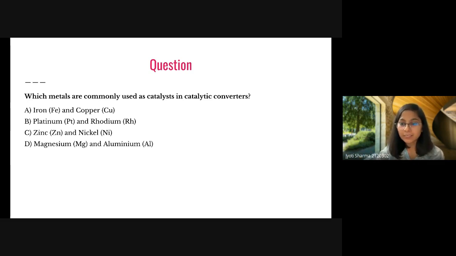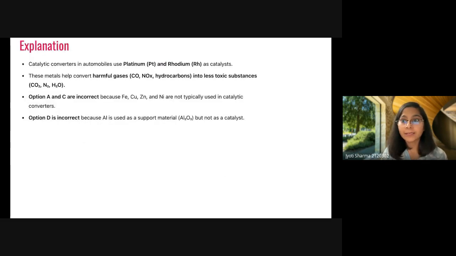we will use some catalyst that will change this carbon monoxide to CO2. So what kind of catalyst do we need for such a reaction? B is the right answer. We use platinum and rhodium as a catalyst in the catalytic converter.